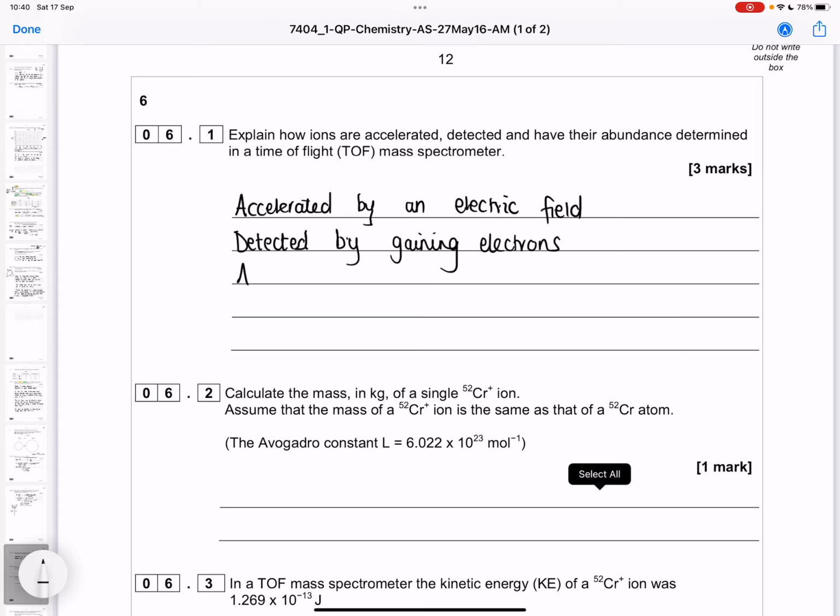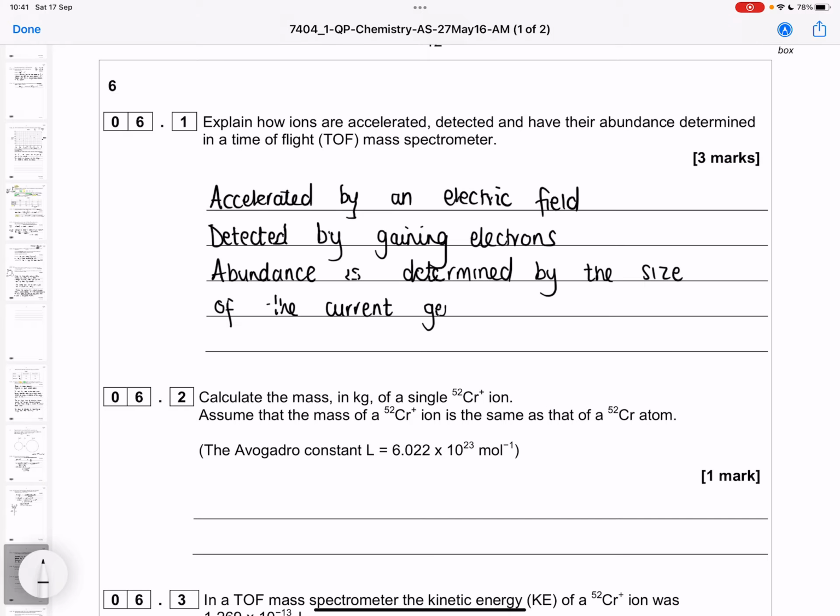And their abundance is determined by the size of the current generated when they gain electrons. So when they gain an electron, they generate a current. The bigger the current, the more ions must have hit the detector at that same time. So abundance is determined by the size of the current generated at the detector.